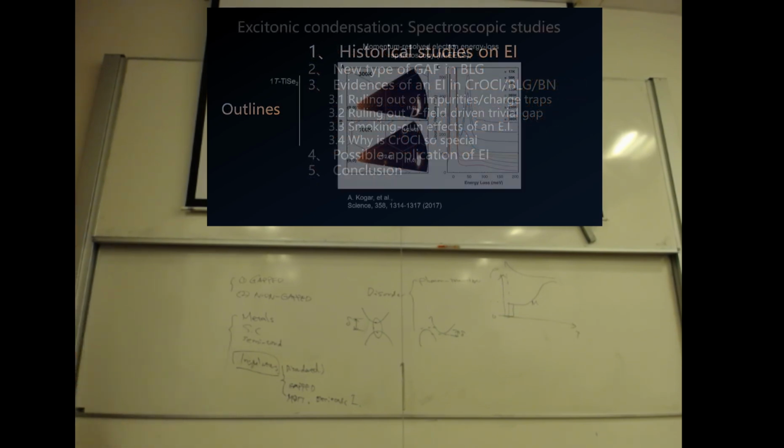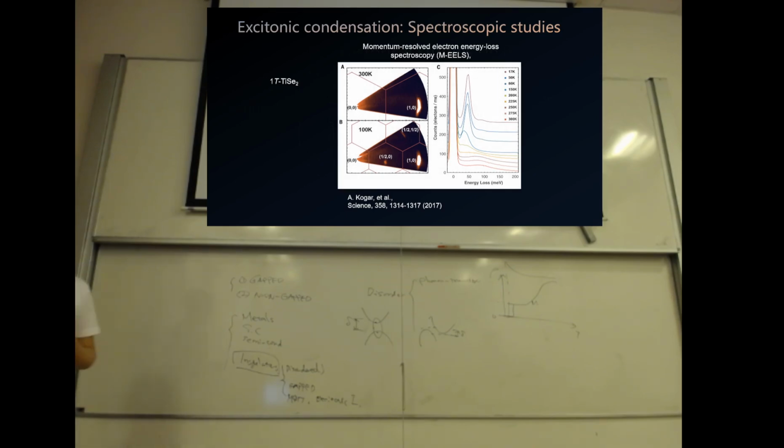For example, I'm going to show you some background. In 2017, there's a very good paper using a technique called momentum-resolved electron energy loss spectroscopy, which is EELS, and they found that except for there's an electron excitation at this K vector, when you cool down the system from 300K to 100K, there are two new energies showing up at different K vectors. According to their technique, which I'm not an expert in, but according to the paper, what they claim is that what they're probing is a zero energy limit.